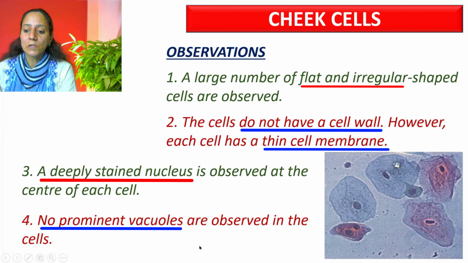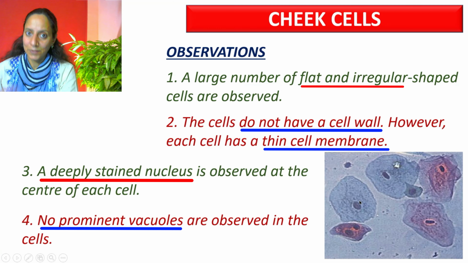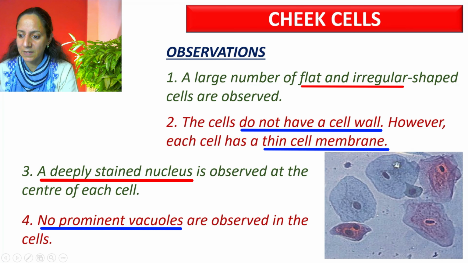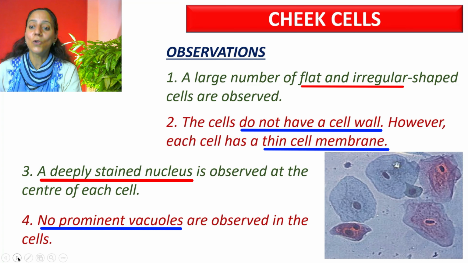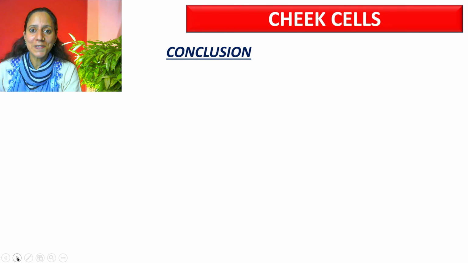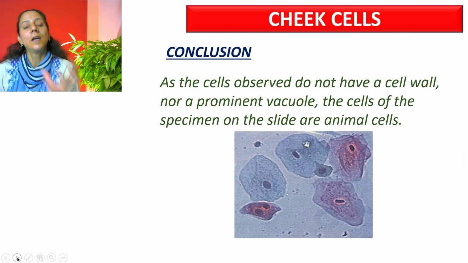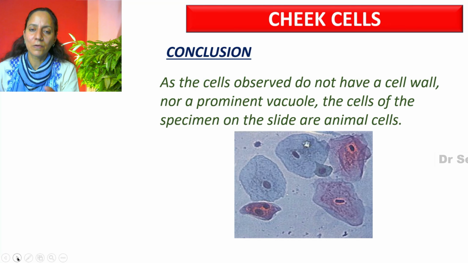No prominent vacuoles are observed in this cell, and you know, this is an animal cell, so animal cells either have very few, one or two, or they are absent. So in this case, vacuoles are not present. On the basis of these observations, we can conclude that animal cells have a very thin outer covering called the cell membrane, the nucleus is present somewhere near the center, and there is no cell wall and no bigger vacuole-like structures.